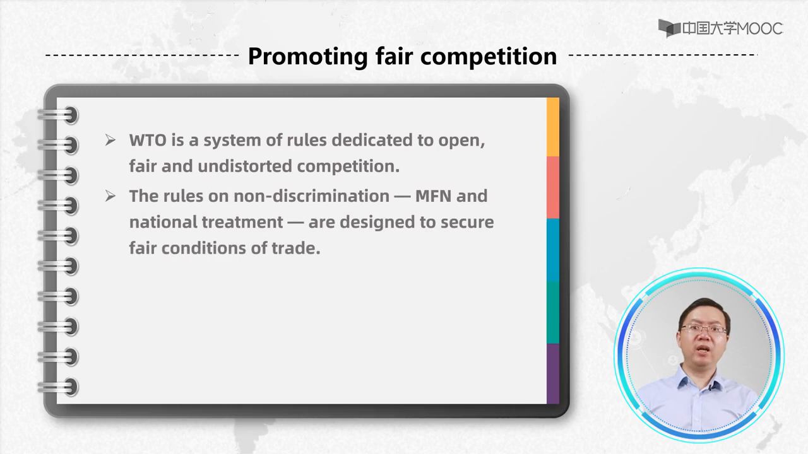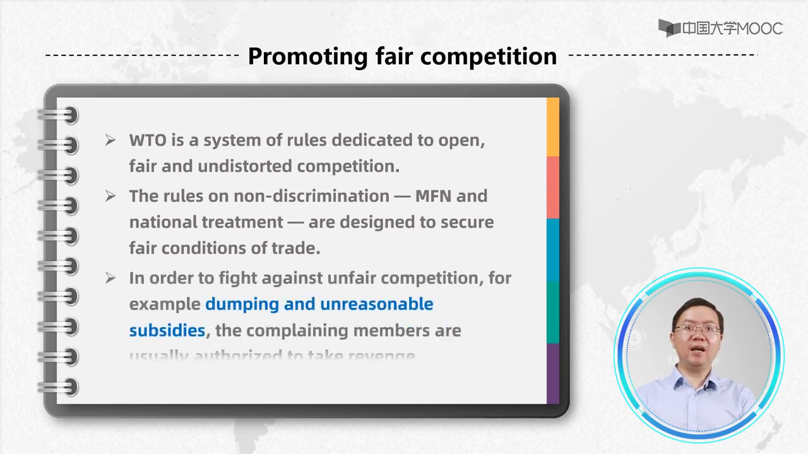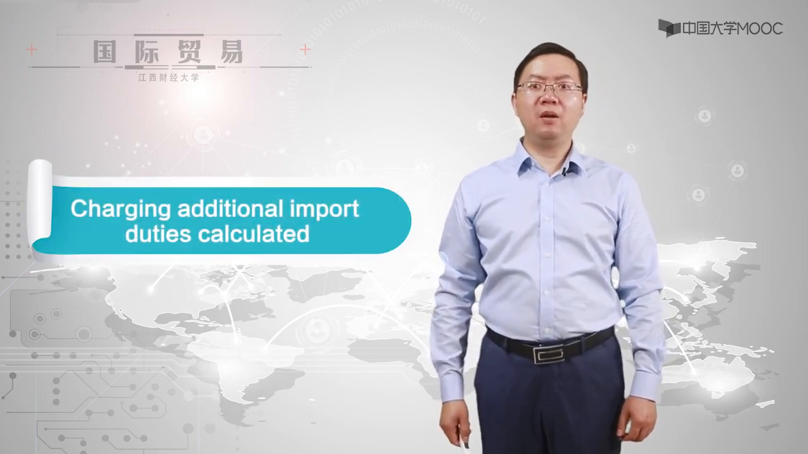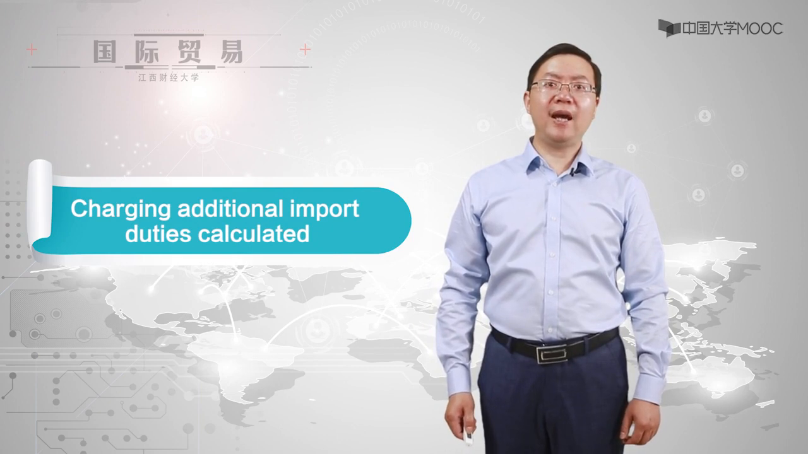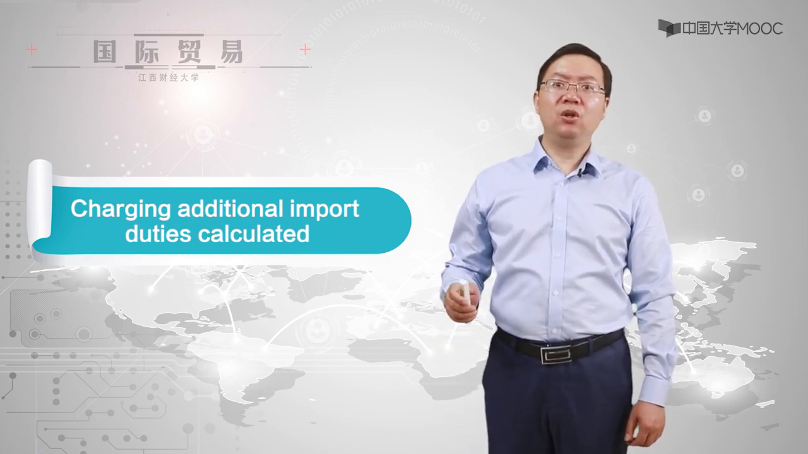The rule of non-discrimination, which includes most favored nation treatment and national treatment, is designed to secure fair conditions of trade. Besides this, in order to fight against unfair competition, for example dumping and unreasonable subsidies, the complaining members are usually authorized to take revenge. Of course, how to determine whether the competition is fair or unfair is difficult. So the WTO tries to establish what is fair or unfair, and how governments can respond, in particular by charging additional import duties calculated to compensate for damage caused by unfair trade.